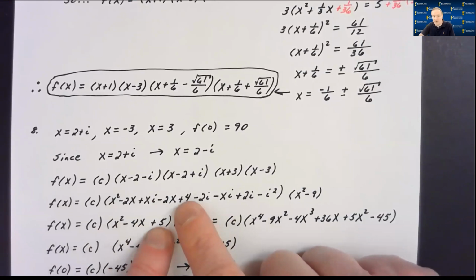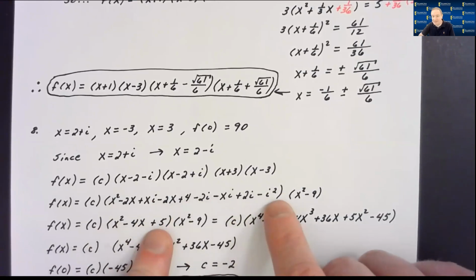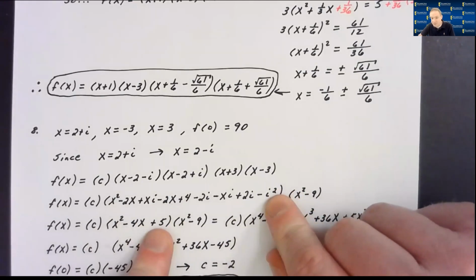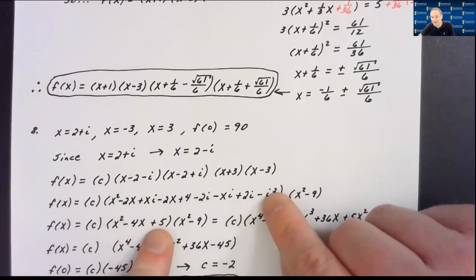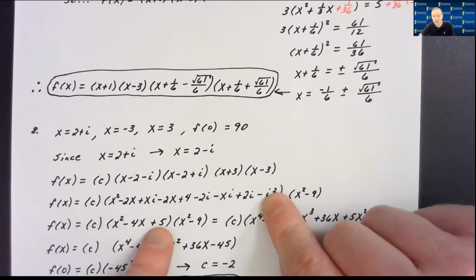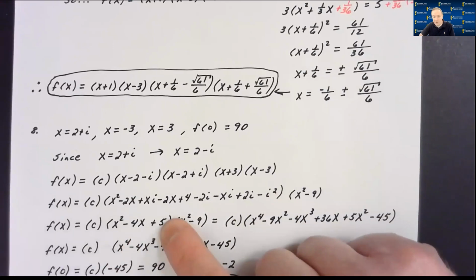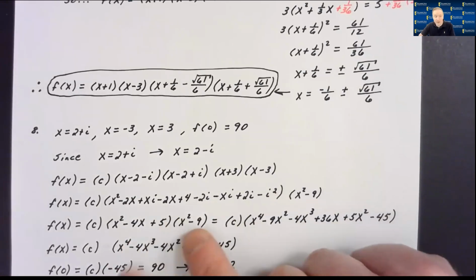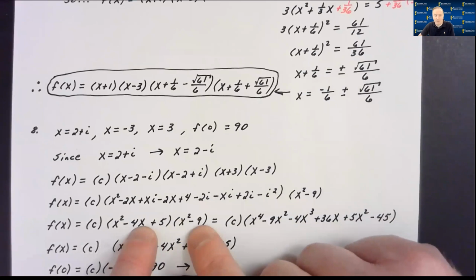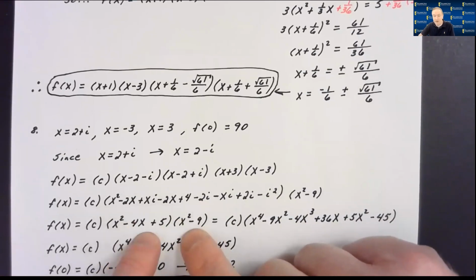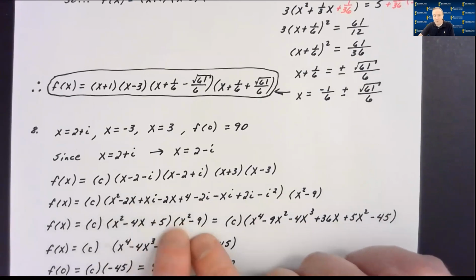Where did that come from? The 4 minus i squared. Please remember, i squared is defined to be negative 1. So if you're subtracting a negative 1, you're adding 1. So this is the same thing as 4 plus 1. That's where that 5 came from. So now I have both of my factors simplified out, and I'm ready to go ahead and multiply one more time.